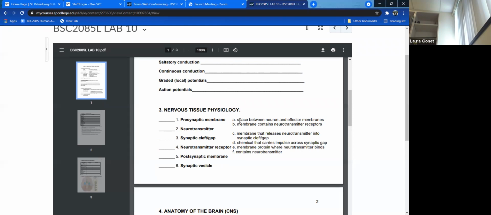Okay. So we have the space between the neuron and the effector membrane. That goes with a synaptic cleft or gap. B, the membrane that contains neurotransmitter receptors. Given this synapse relationship of one neuron to another, that would go with the postsynaptic membrane. Then we have C, the membrane that releases the neurotransmitter into the synaptic cleft or gap. That would be the presynaptic membrane, 1.